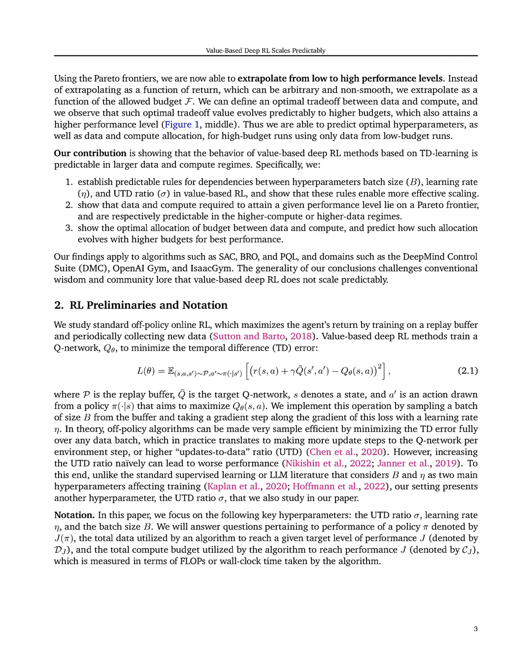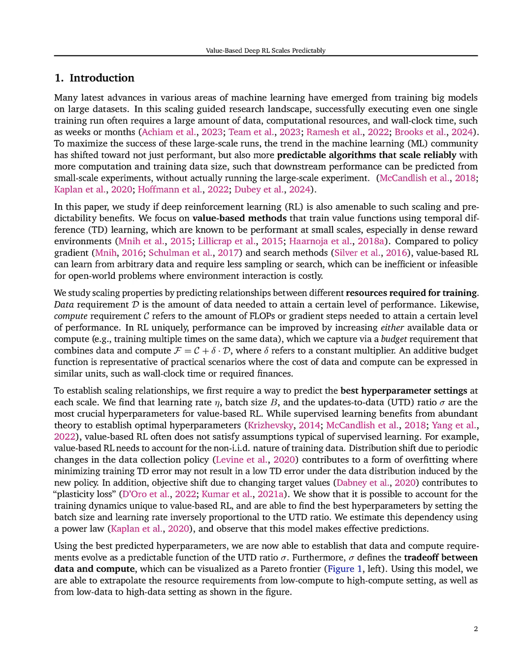The specific results achieved by applying our method demonstrate that value-based deep reinforcement learning, RL, algorithms can scale predictably, leading to significant performance improvements in benchmark environments such as the DeepMind Control Suite, DMC, OpenAI Gym, and Isaac Gym. By establishing predictable relationships between hyperparameters, batch size B, learning rate eta, and updates to data, UTD, ratio sigma, we were able to optimize resource allocation between data and compute effectively.